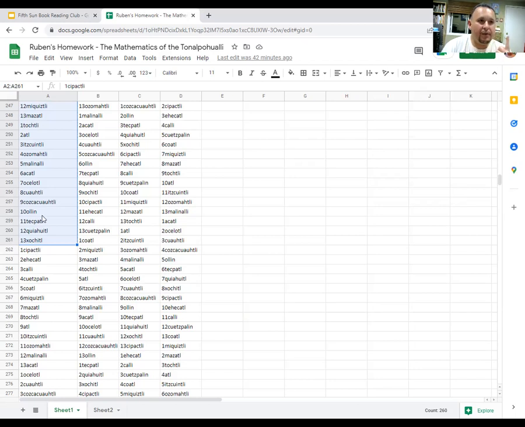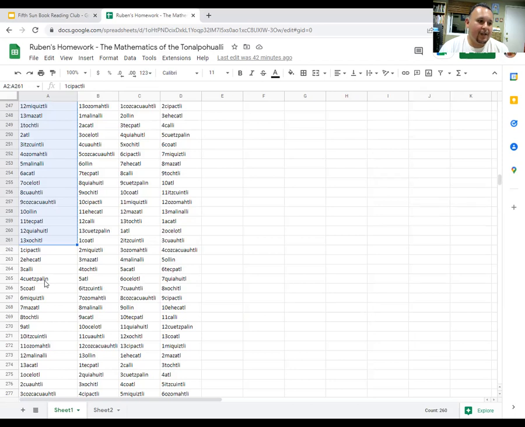Now, the reason why we keep going is because the tonalpohualli, they always say, okay, it's the ceremonial calendar. It's only 260 days, so it's completely useless for a solar calendar because a solar year is 365 days. Okay, well, let's just see what happens if we continue on to 365 days.